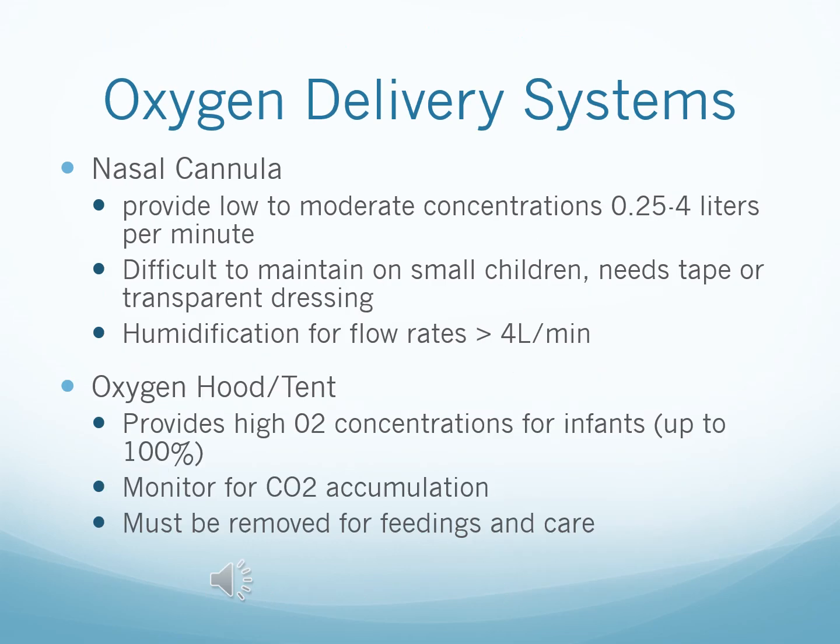When children need oxygen, there's a couple of different delivery systems that we use. We may use nasal cannula, so that is for low to moderate concentrations of 1/4 of a liter up to 4 liters per minute. Sometimes these are difficult to maintain on small children and might need tape or transparent dressing. Humidification is needed for flow rates anything greater than 4 liters per minute.